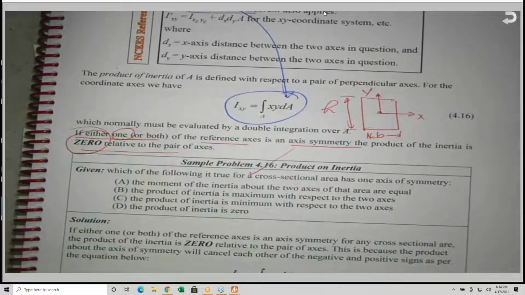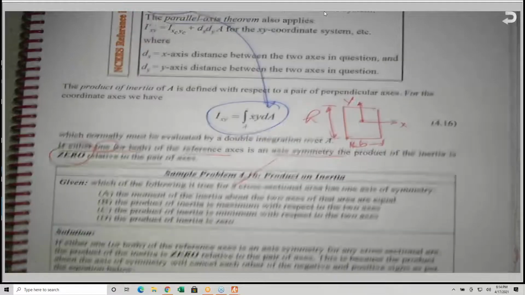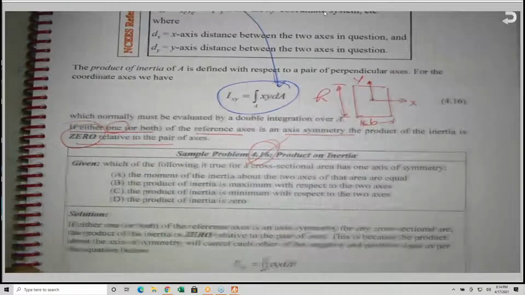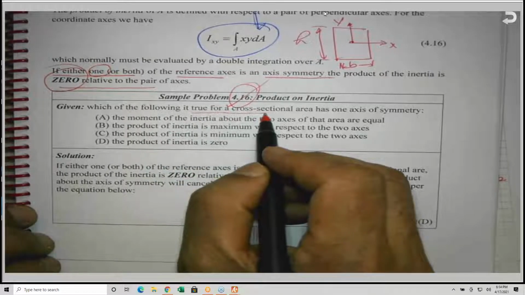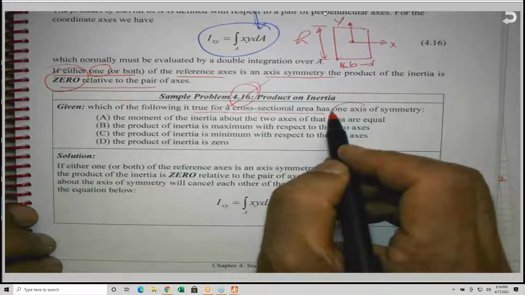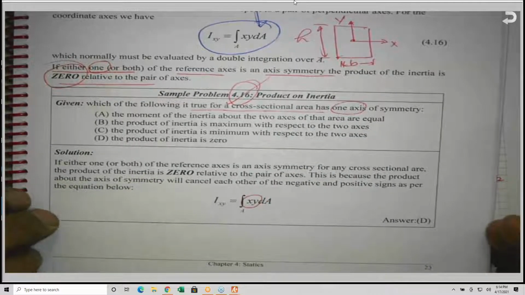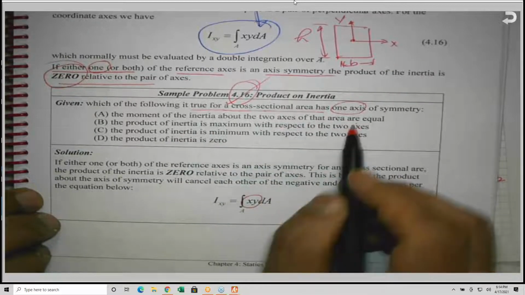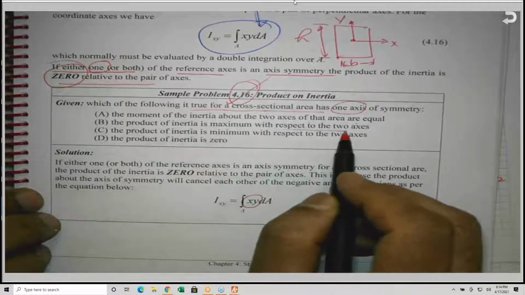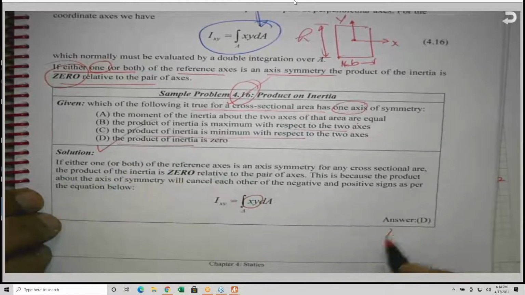I put 0, bold-faced like this, to indicate that this is very important, and I include it in the form of a question. Which of the following is true for a cross-sectional area that has one axis of symmetry? It does not have to be two axes, because that would give you 0 automatically. So the moments of inertia about the two axes are equal, or the polar moments of inertia with respect to the two axes are the same, or this, or that. Obviously the answer is D, where the product of inertia is 0.